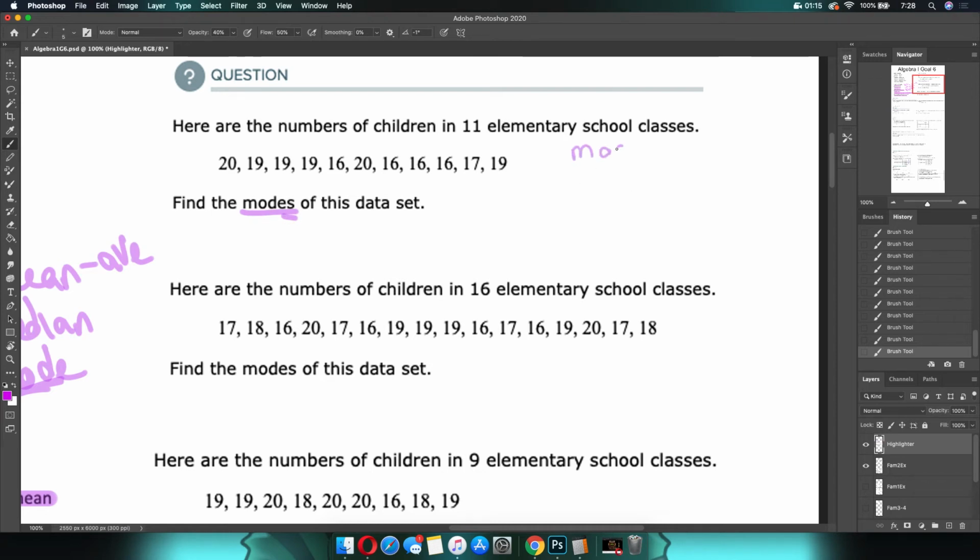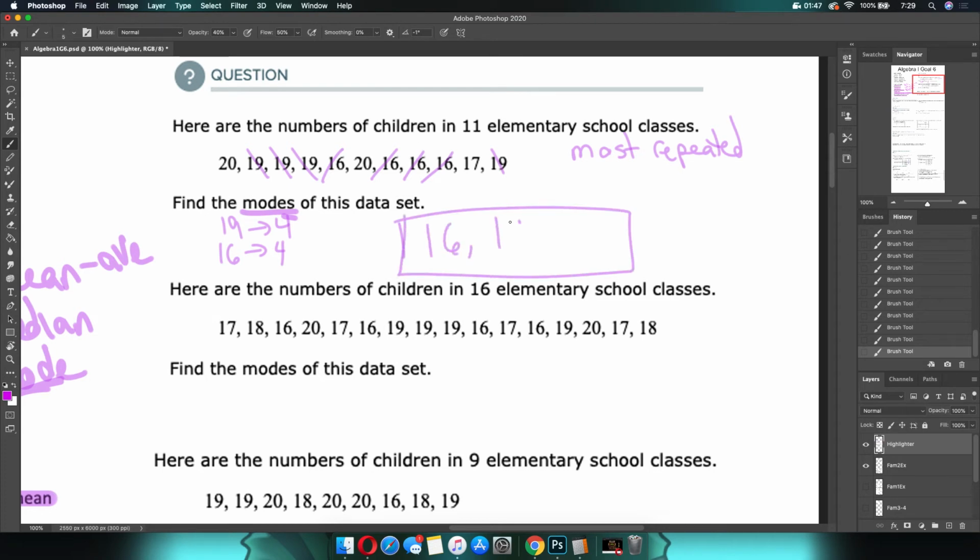So you're looking at your biggest gains, most repeated. So let's see here, 19 comes up 1, 2, 3, 4 times. Are there any others? Let's see, 16 comes up 1, 2, 3, 4 times. 16 is another mode. 20 comes up twice, but that's not as big, and 17 only pops up once. So for this particular answer box, we would put 16 and 19.